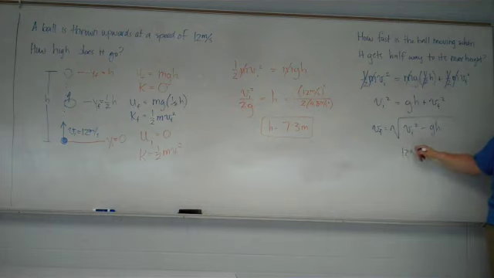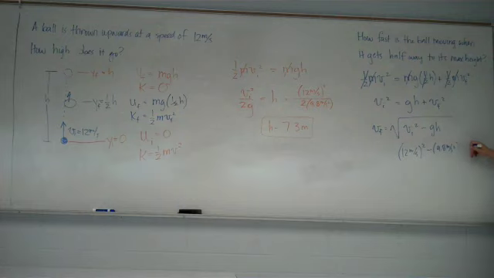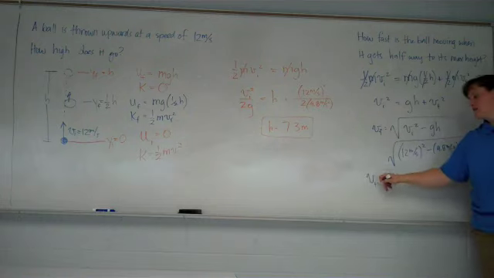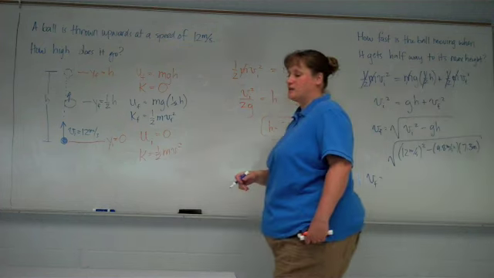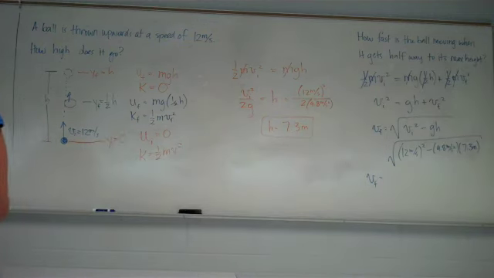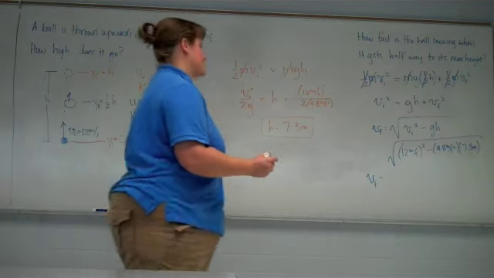So v initial is 12 meters per second. Need to square that. g is 9.8 meters per second squared. We calculated h to be 7.3 meters. So the speed halfway up will be 8.5 meters per second.